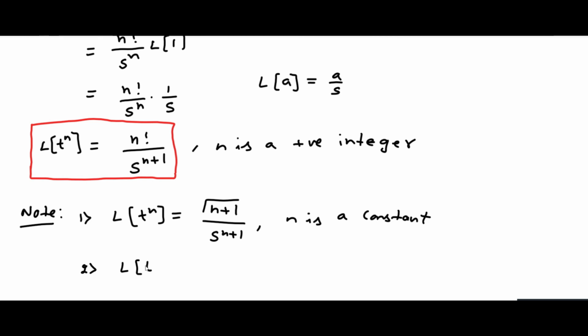One more result that we have studied just now is for t power of n. Its value will be equal to n factorial divided by s power of n plus 1. When the value of n is a positive integer, you have to use this particular result. So based on the values of n, for the Laplace transform of t power of n you have to use either the first result or the second result.